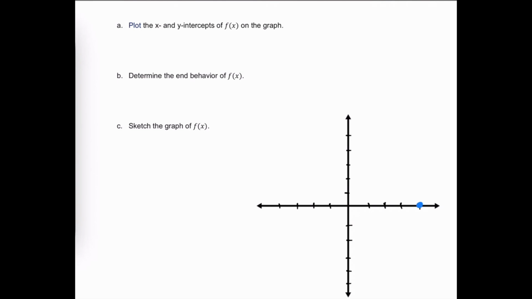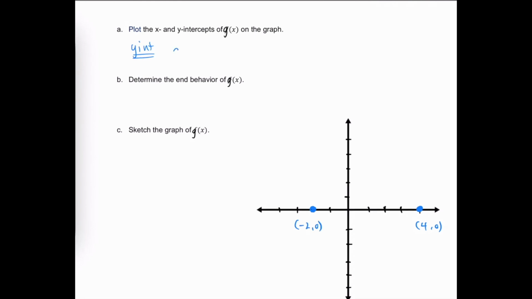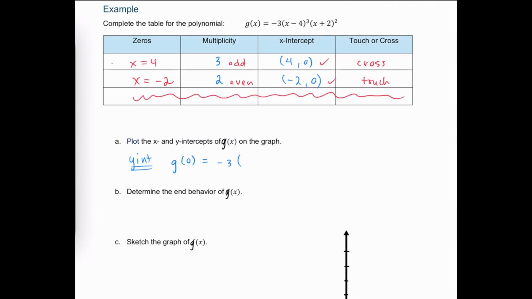Now let's plot our x-intercepts on the Cartesian plane, (4, 0) and (-2, 0). This time we do need to calculate the y-intercept, and we do that by plugging in 0 for x. The equation was -3 times (0 minus 4) quantity cubed, times (0 plus 2) quantity squared. (-4) cubed is -64. 2 squared is +4, and g evaluated at 0 turns out to be +768. So our y-intercept is going to be the ordered pair (0, 768).